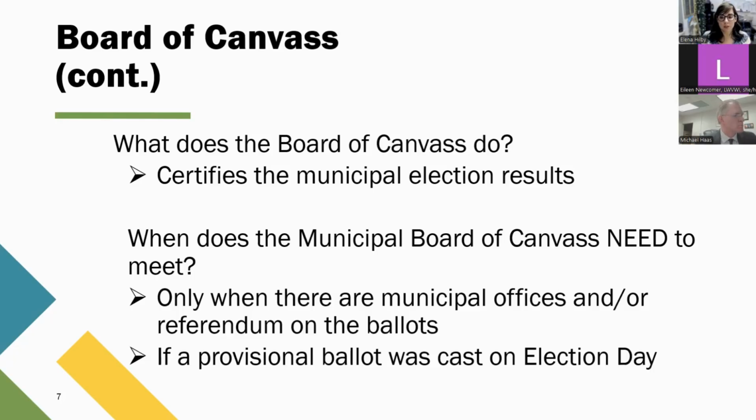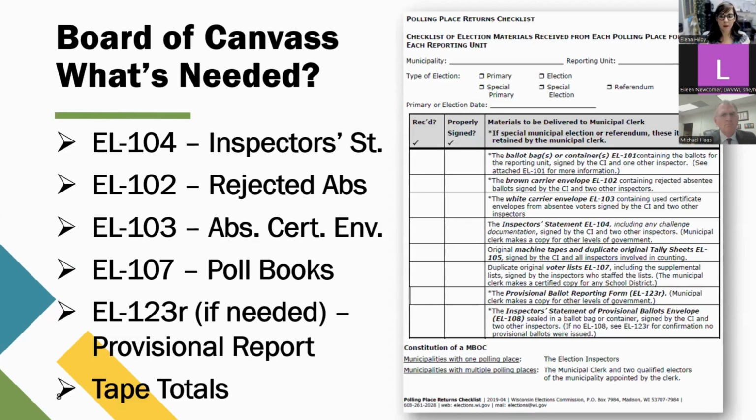So once the board is ready to meet, there's a specific set of materials that they need to review, and we'll take a look at what those are. So they don't just review one form, they look at a full set of records that tell the story of the election. That includes the inspector statement, the main paper record from each polling place, and for each reporting unit actually, the certificate of rejected absentees, the used absentee envelopes, the poll books, the provisional ballot report, if any were issued, and the tabulator tapes from the voting machines.